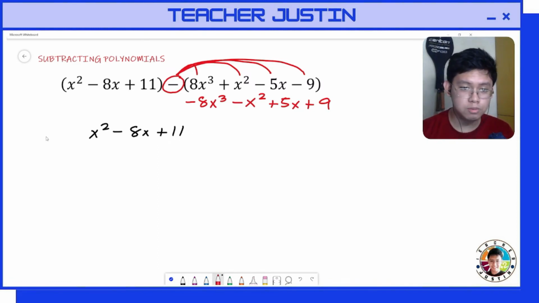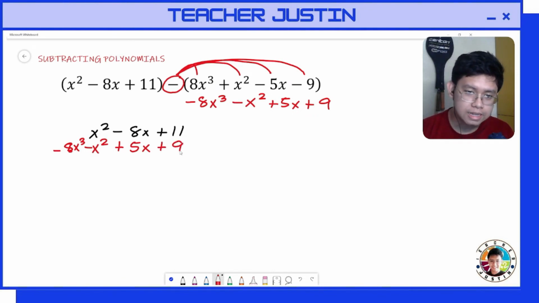Negative 8x cubed doesn't have any partner, so we will place it here. Negative 8x cubed. Okay? Negative x squared, since it has a partner x squared, we will place it below x squared. Okay? 5x will be placed below negative 8x, so plus 5x. And then positive 9 will be placed below positive 11, so plus 9.